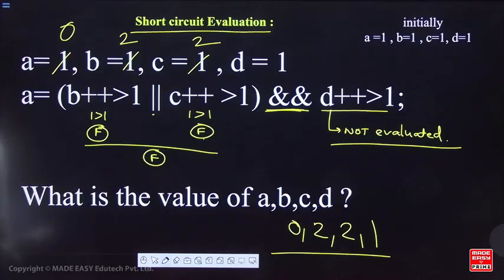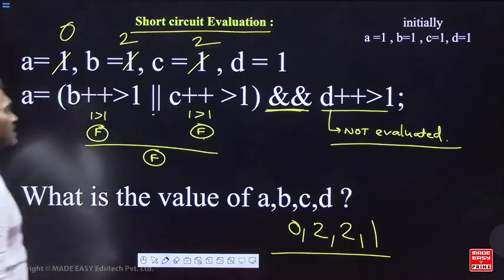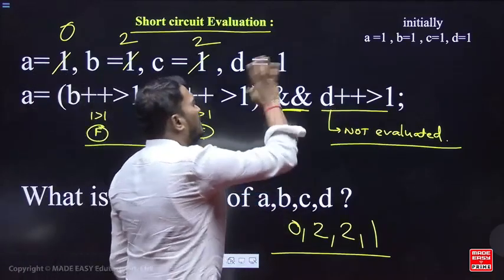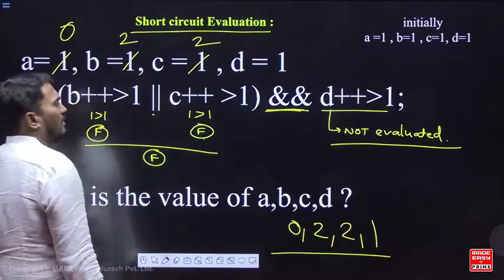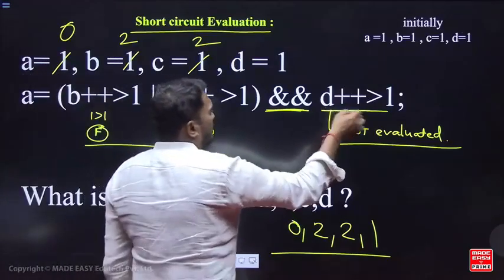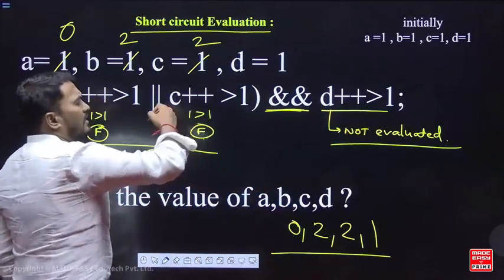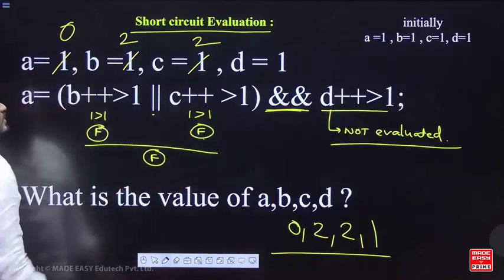Is this clear for everyone? Okay, this is not evaluated, so there is no change in the D value. This one is not evaluated because this entire expression is false. If the entire expression is false, 0 will be assigned.